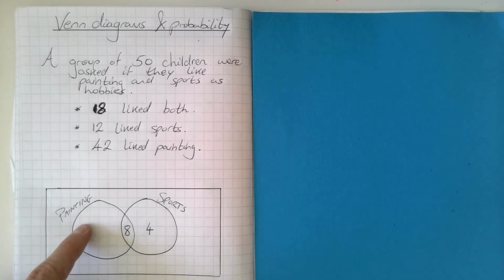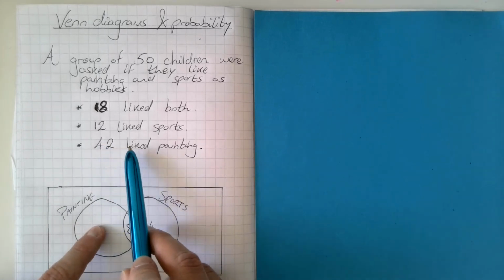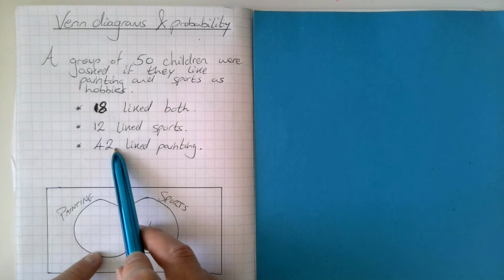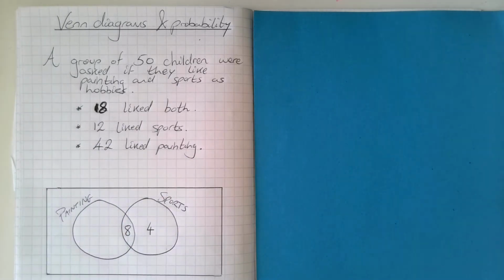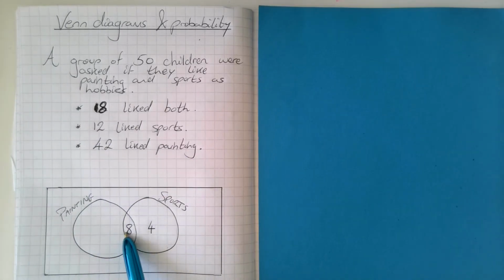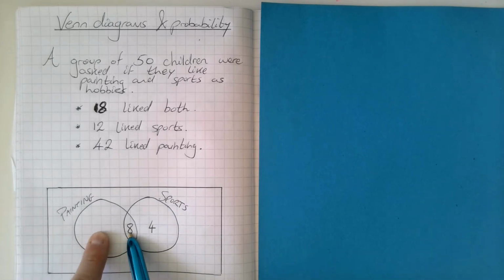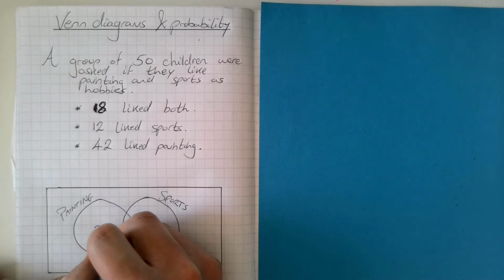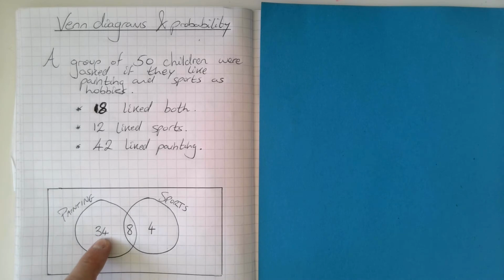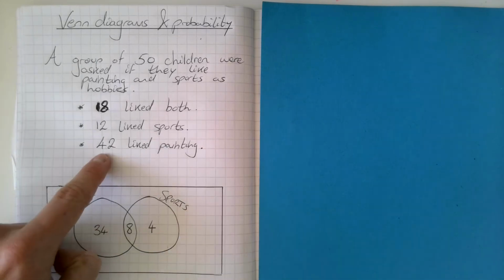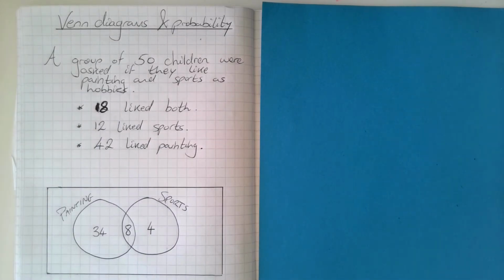And I'm going to do the same thing over this side with the people that like painting. So it says that 42 people like painting altogether, but 8 of them are already in this little section in the middle. So I need to work out how many I need to have in this section to take me up to 42. Well, that would be 34 people. 34 add 8 gives me 42 altogether.